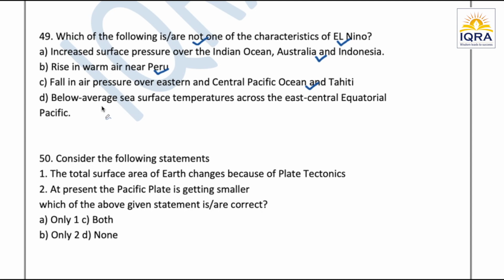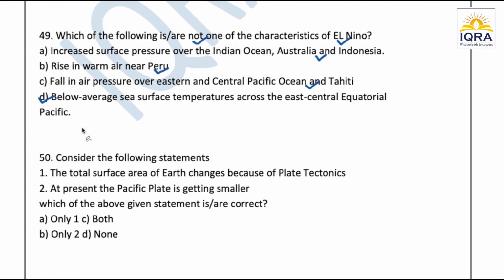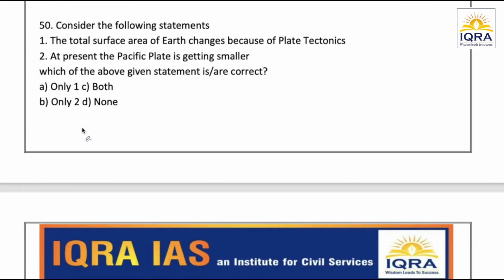Statement 4 says below average sea surface temperatures across the eastern central equatorial Pacific. This is not the correct statement because this actually happens at the time of La Nina, which is the opposite of El Nino. This is a characteristic of La Nina, not of El Nino. Alright. So the answer for our question number 49 becomes option D. Option D is the only incorrect statement among these, right?